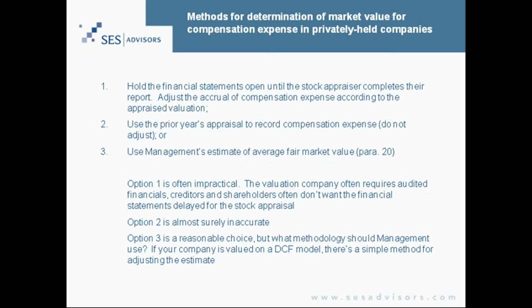The other common thing we see is that the company and the accountants will use the prior year's appraisal to record compensation expense. They don't make any adjustment. And then the third option is using management's estimate of average fair market value. This is discussed in paragraph 20 of the SOP.